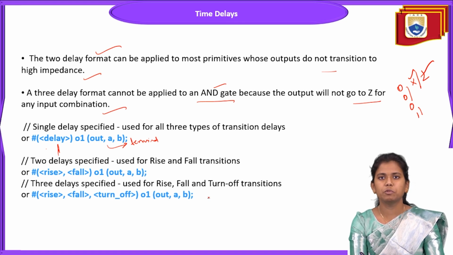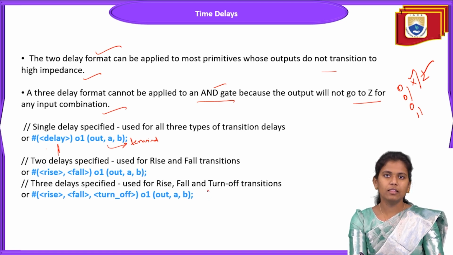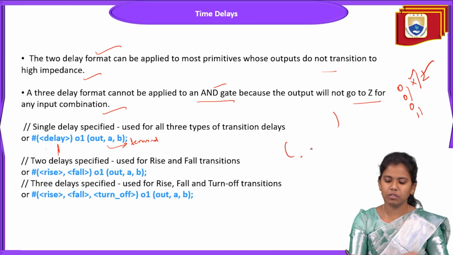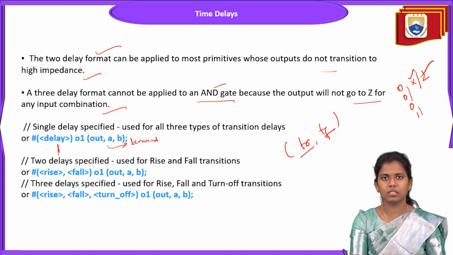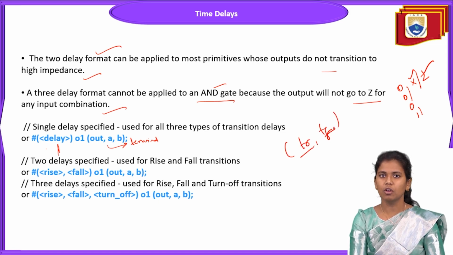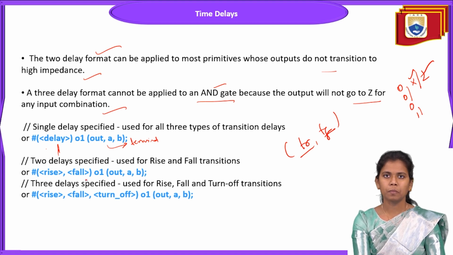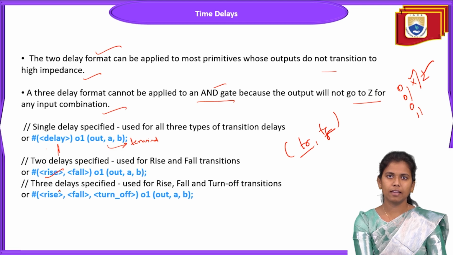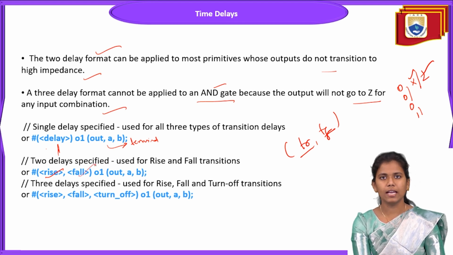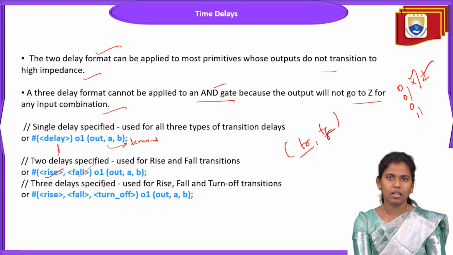For these two delay specifications, as I said, we will observe two delays. One is with respect to rise time and another is with respect to fall time. So as it is a two delay, one is with respect to the rise and the second one is with respect to the fall. And similarly, the third one is a gate. And in the terminal list, we are representing the output terminals as well as the input terminals.